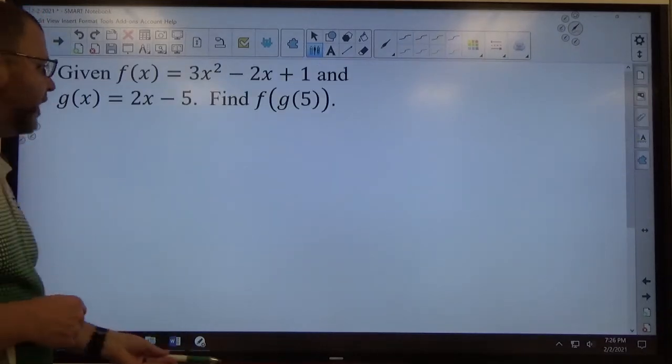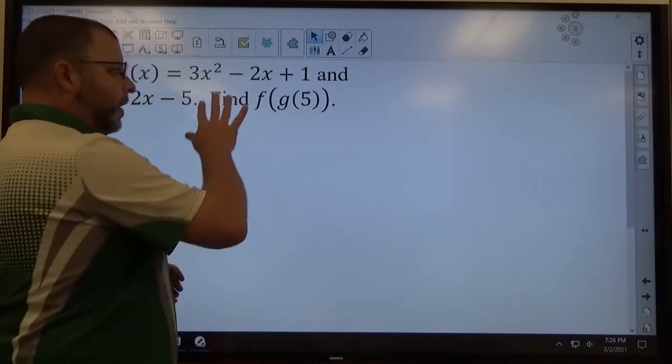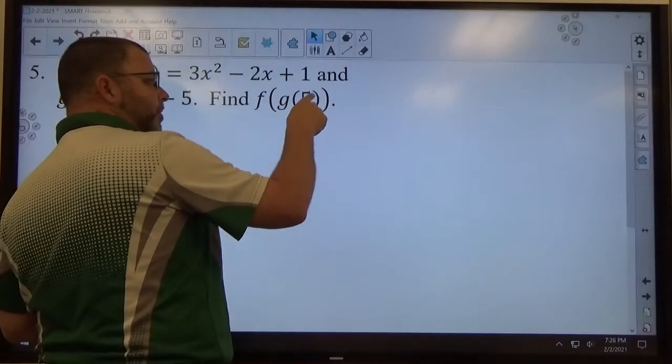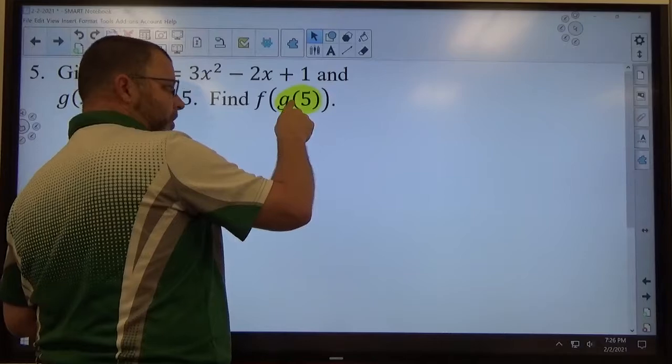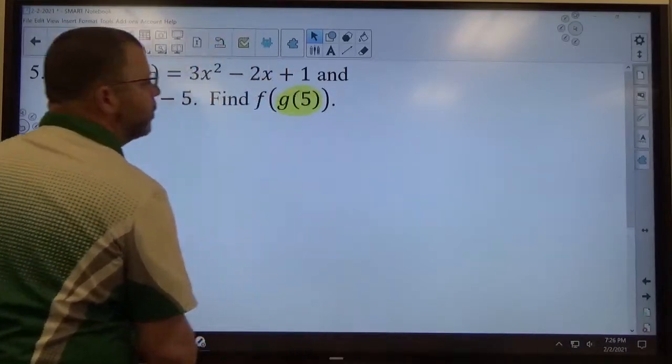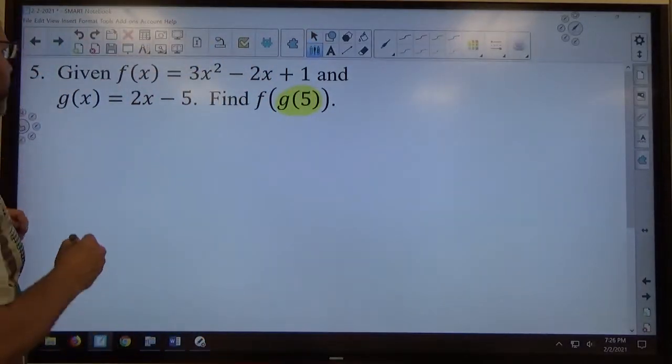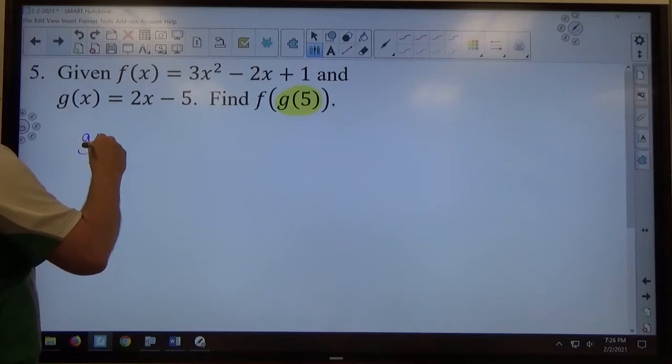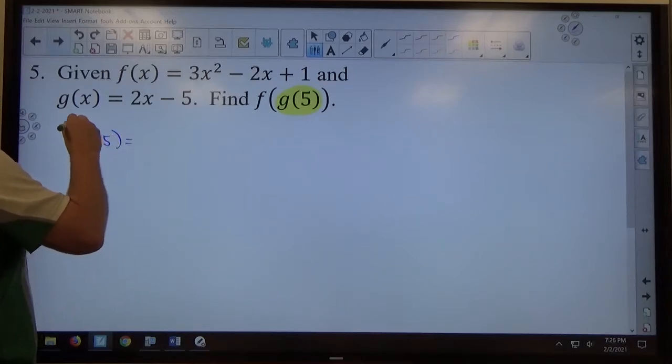Number 5 says find f of g of 5. So we're looking at a composite function, f of something. The something happens to be a functional value itself. We always start with the innermost grouping first. So g of 5, if I look at what g of 5 means, it means go up to function g and change x into 5.